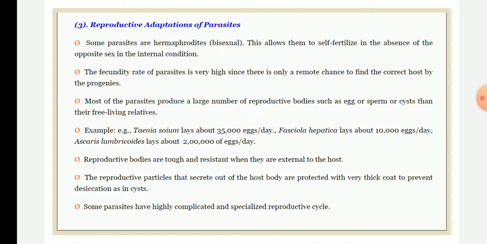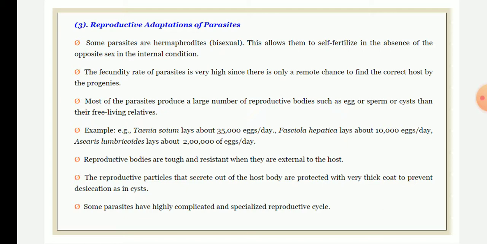And the best example is the single gravid proglottid of Taenia solium, that is the tapeworm, which contains about 40,000 fertilized eggs, whereas Fasciola hepatica or Fasciola species produce about 30,000 to 35,000 eggs, and Ascaris lays about 2 lakh eggs each day. This is the per day calculation.